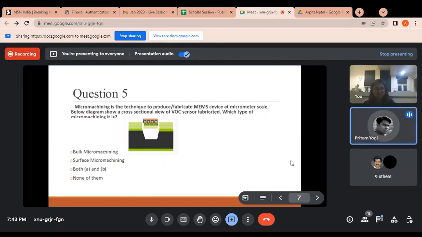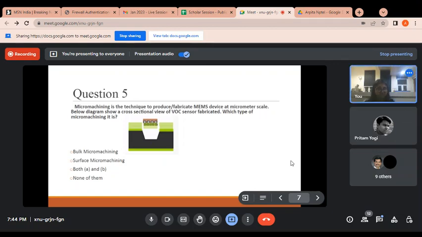So this white area is transparent or something is there? It's the cavity. Yes, it is. This is a cavity, right? It is like a diaphragm cavity kind of thing. Yes, it is a cavity type of thing. So I think this is bulk, because we are removing a bulk of this.